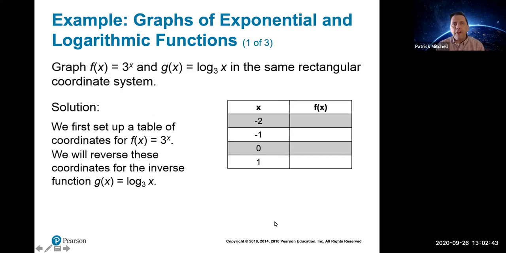All right, now we have graphing. And I really like the way they do this. So we're going to start by graphing f of x equals 3 to the x and g of x equals log base 3 of x in the same rectangular coordinate system. So what we'll do is set up a table of coordinates for f of x equals 3 to the x, and we actually did that already in the last section. And then, because inverse functions just reverse the x and the y, we can just switch the x and the y to get the graph of our new function.